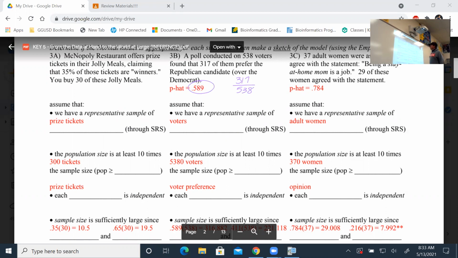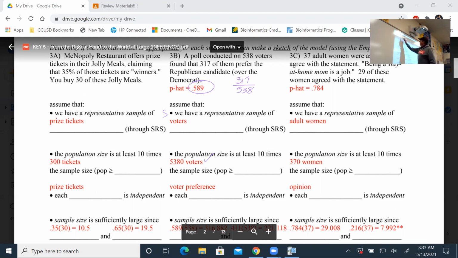The first one, assume we have a representative sample of voters. That's the S in SPIN. Assume the population is 10 times bigger than the sample size. I'm sure there's more than 5,380 voters. I mean, should we have 100 million people vote or 200 million or whatever it is? Voter preference is independent. And yeah, the sample size is large enough.